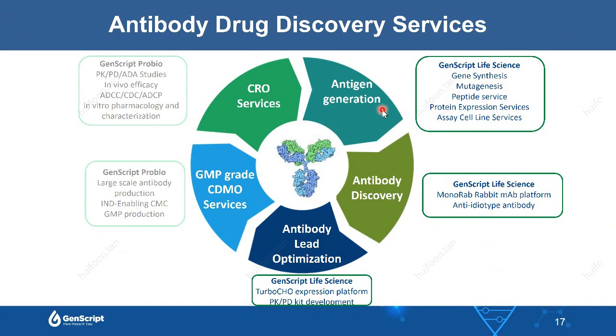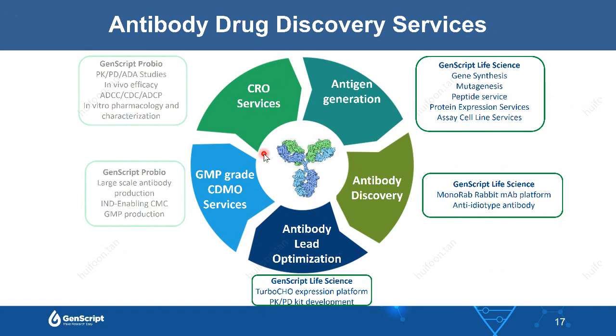For antigen generation, antibody discovery, and antibody lead optimization, GenScript Life Science is able to help you from gene synthesis, mutagenesis, and peptide service in the upstream, to downstream services such as stable cell line generation, antibody discovery, and antibody and protein expression. Beyond that, our sister company called GenScript ProBio is able to provide CRO and CDMO services as well.